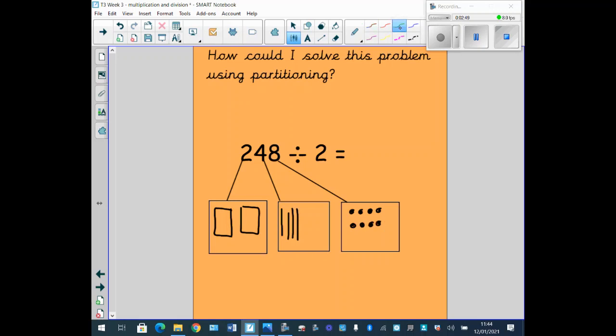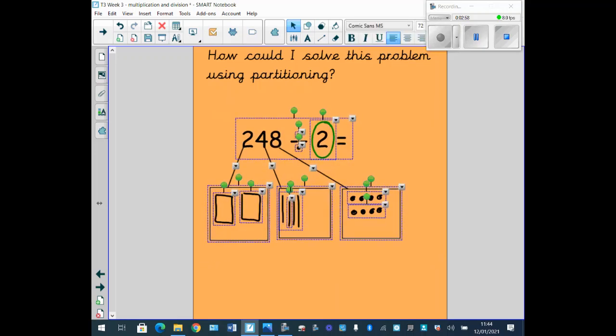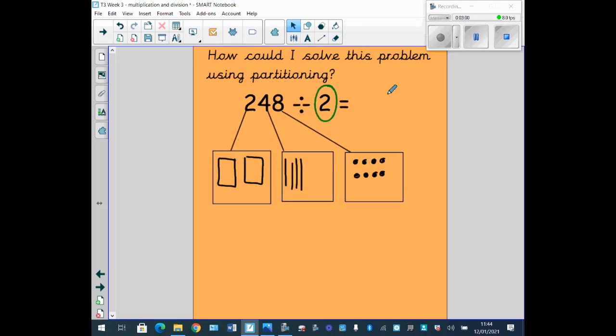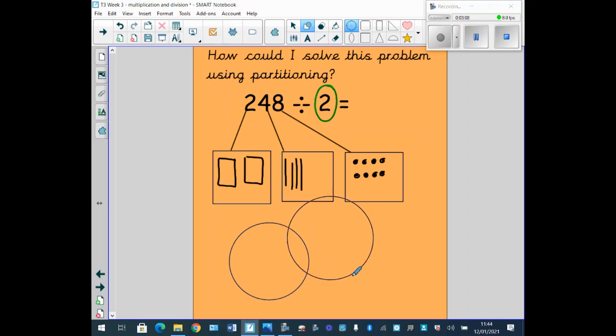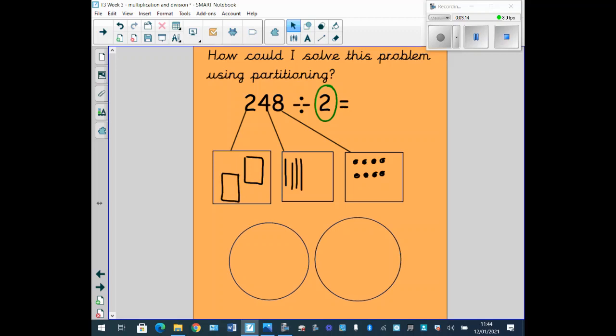Now, I'm dividing into 2 equal groups. So what I'm going to do now, I'm going to draw 2 sharing groups. One sharing group, 2 sharing groups. Okay, let's put my hundreds in. 100 could go in there. 100 could go in there.